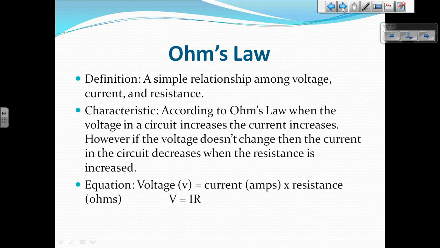So this particular relationship is expressed in an equation, which we call Ohm's law, and it is shown here. The equation is voltage equals current times resistance. Voltage, of course, we measure in volts with a V as our symbol. Current is measured in amps, and then resistance is measured in ohms. This is what the basic equation looks like. It's V equals IR.